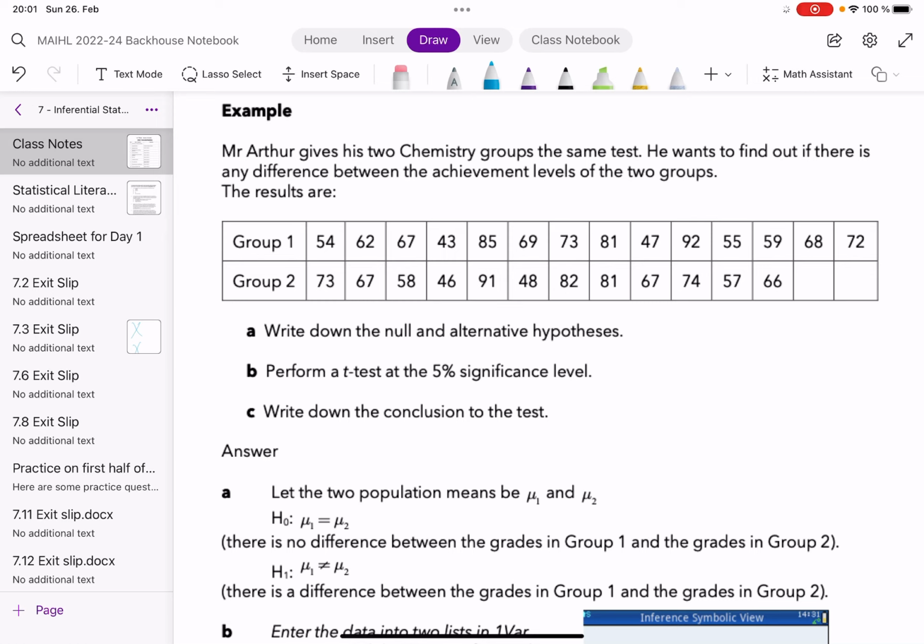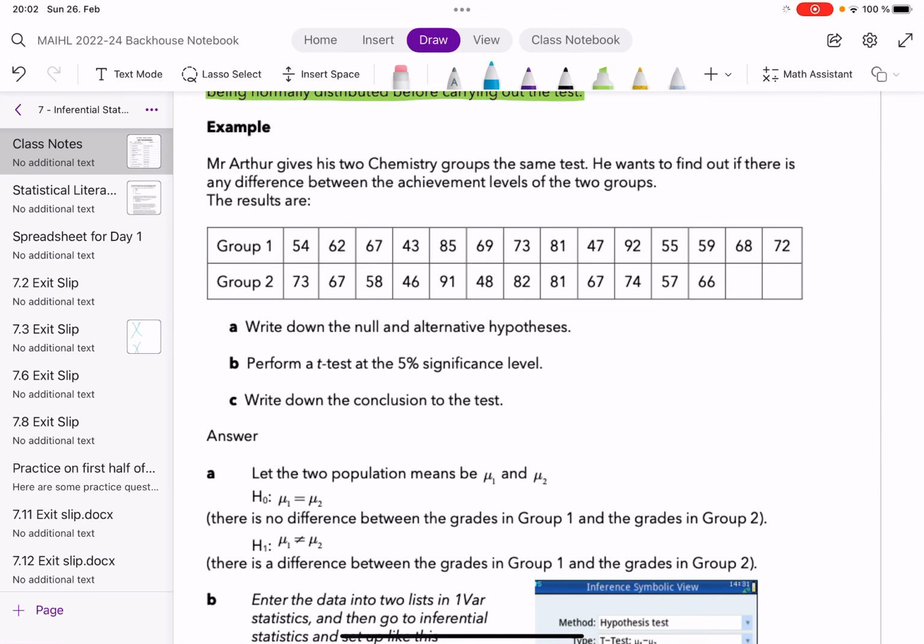And we're trying to compare group 1 and group 2, trying to decide whether one of the groups is stronger than the other group. Okay, so we do not know the population's standard deviation, so we're going to be having to do a t-test. We have 2 samples here, so we're going to be doing a 2-sample t-test. We are going to start by writing down our hypotheses. That's always how we're going to start hypothesis testing.